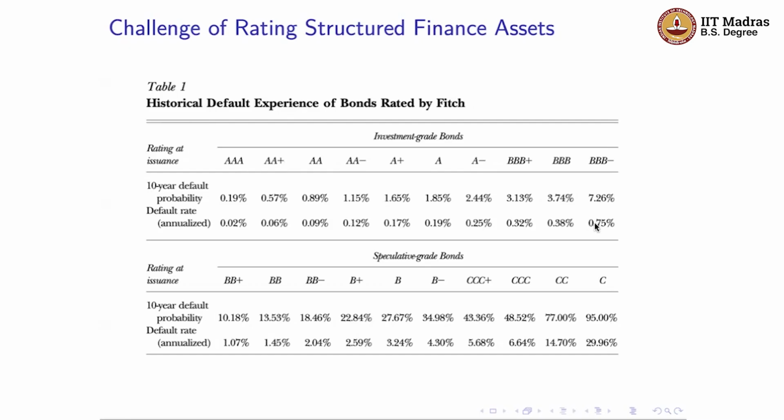As the number increases, the grade goes down. Once this number crosses 1%, you had a BB plus, which corresponded to 1.07%. And again, as the numbers go up, this corresponds to higher and higher chances of default. So you can map the default rate into a particular grade. But these were on the basis of the historical default experience of rated bonds, which were mostly corporate bonds and, to some extent, maybe government bonds.